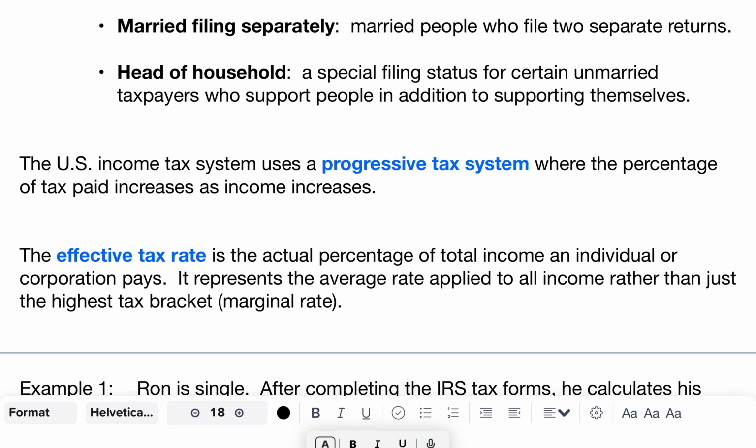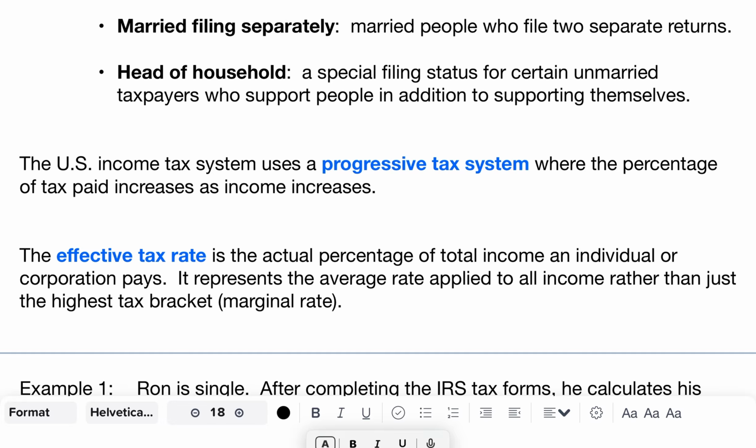And so what accountants and tax professionals will do is calculate what's called the effective tax rate, and this is the actual percentage of tax that you're going to pay. So in essence, the effective tax rate represents the average rate applied, right? Because depending on the income brackets, you have different percentages. So the effective tax rate basically averages those out, and it tells you the true tax percentage that you are paying.